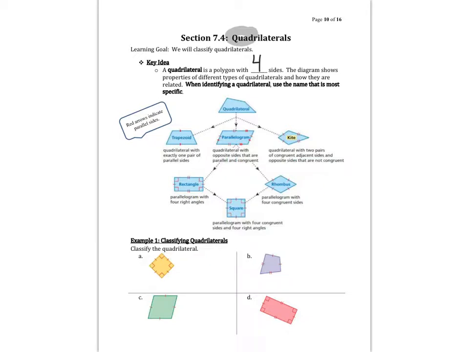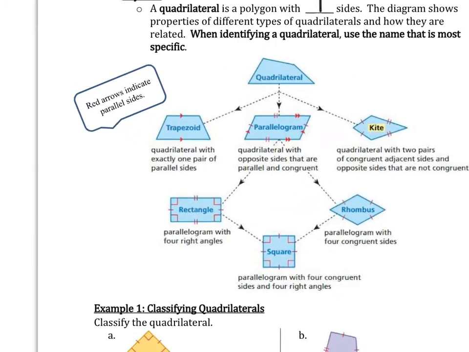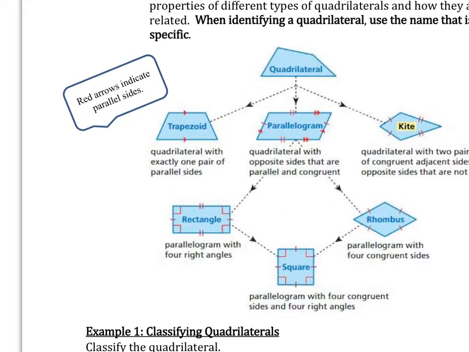Now, if we go to the left-hand side here and look at the trapezoid, it's a quadrilateral with exactly 1 pair of parallel sides. Something that is new is that if you look at this little bubble here, when you see arrows on the sides, that is saying that those 2 sides that have the matching arrows are parallel. So on a trapezoid, you only have 1 pair of parallel sides.